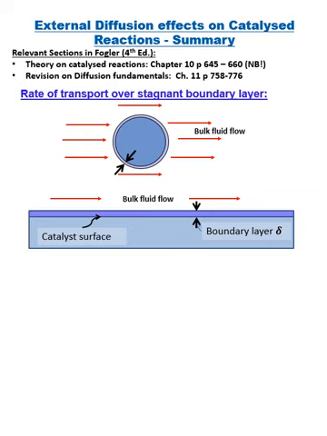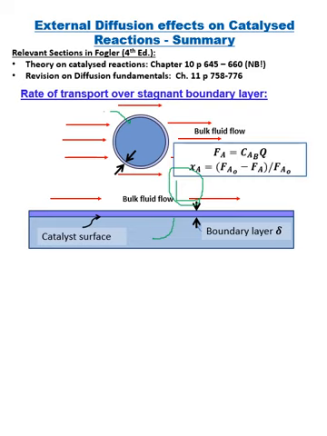External diffusion is the rate process that involves movement of reactants from the bulk fluid to the catalyst external surface. There is therefore a different concentration of the fluid in the bulk compared to the concentration at the catalyst surface where the reaction actually takes place.